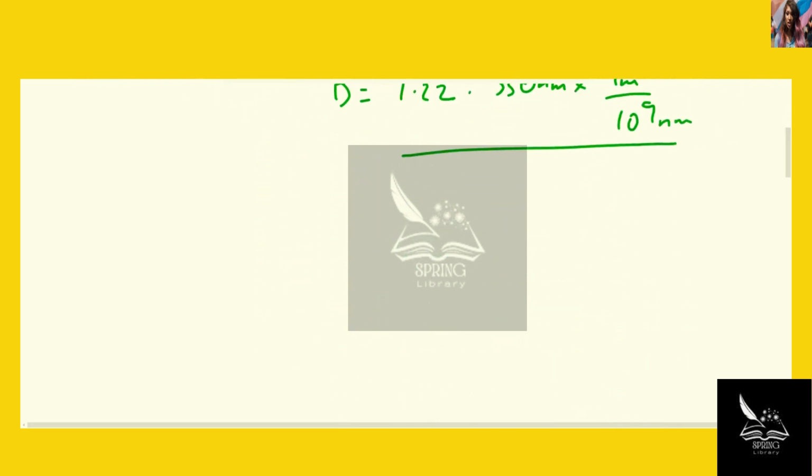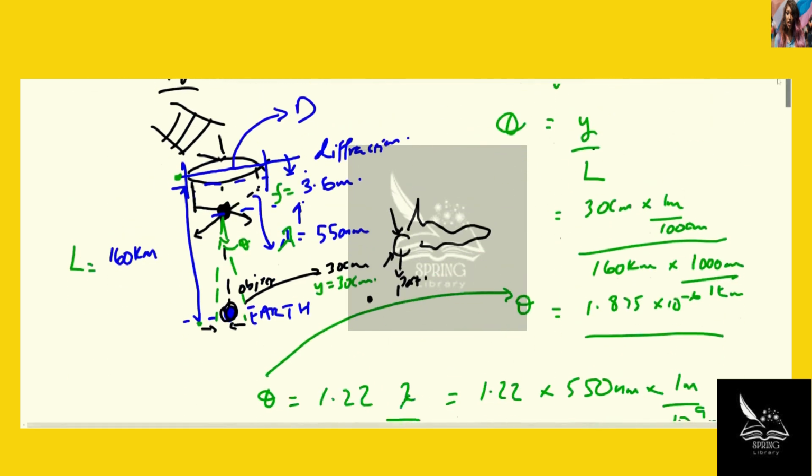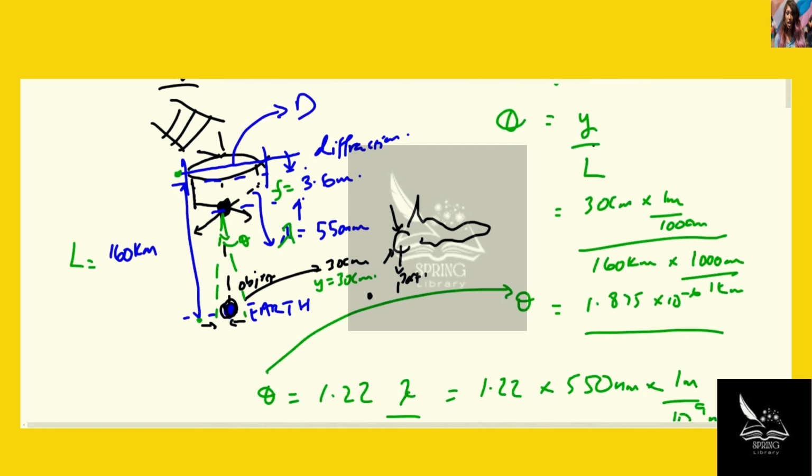And so d becomes equivalent to 0.3579 meters. We can simplify that to d equals 35.79 centimeters.